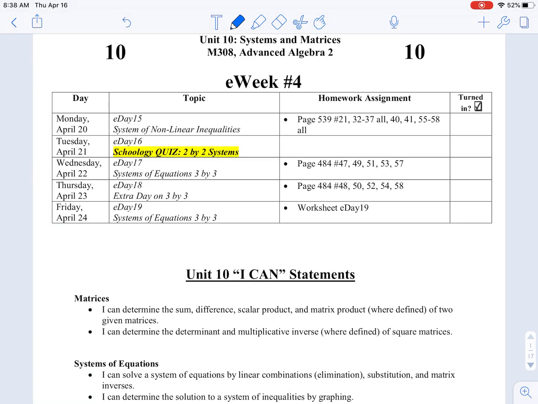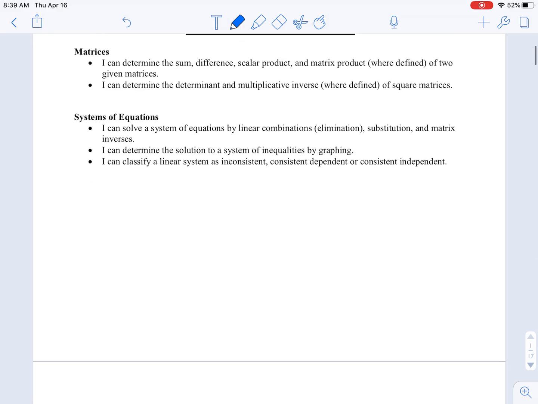Welcome to eDay15. Today is Monday. We are going to work with systems of nonlinear inequalities, graphing them, and then tonight's homework is bookwork.